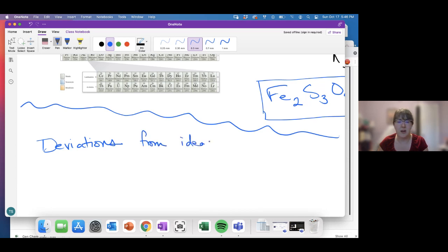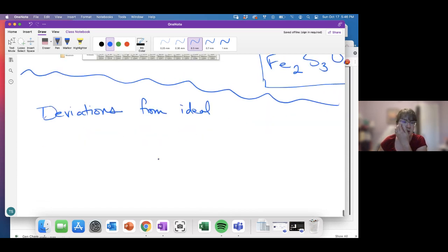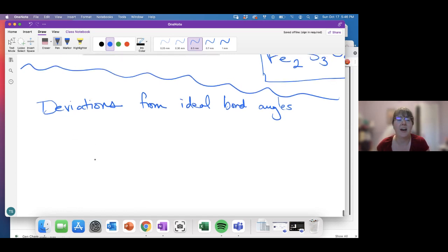So one of the questions that I got beforehand asked about deviations from ideal bond angles and how that's handled on an exam versus a lab. From what I am told, in the lab, you had to give exact numbers. Here's what this usually looks like for us.